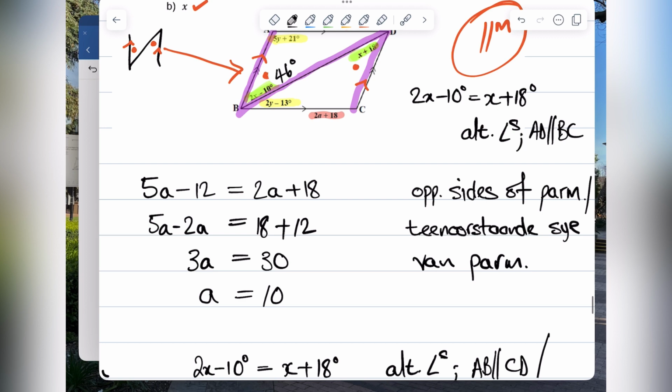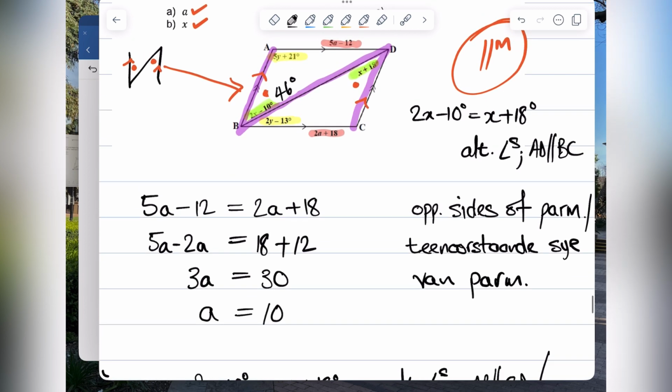And if I go back and use that in my calculation, what we aim to do is to calculate y using co-interior angles. So we know that angle B as a whole, without messing this up too much, this whole angle here, is co-interior to angle A. So that means 46 degrees plus 2y minus 13 degrees, which is this whole angle here, would be co-interior to angle A.